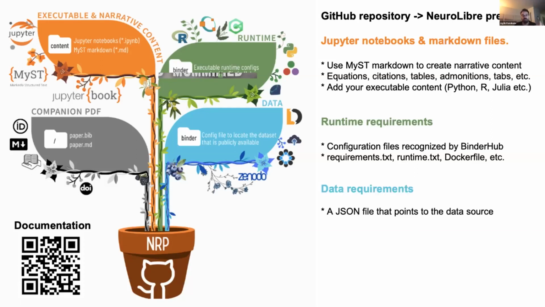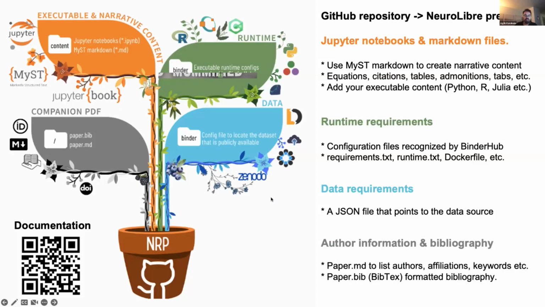Then, of course, we need to tell the preprint where the data lives. And for that, we have a JSON file. You put the URL, you give that project a name, and then it will be informed about how to find that data. And then the last component is, of course, author information and bibliography.